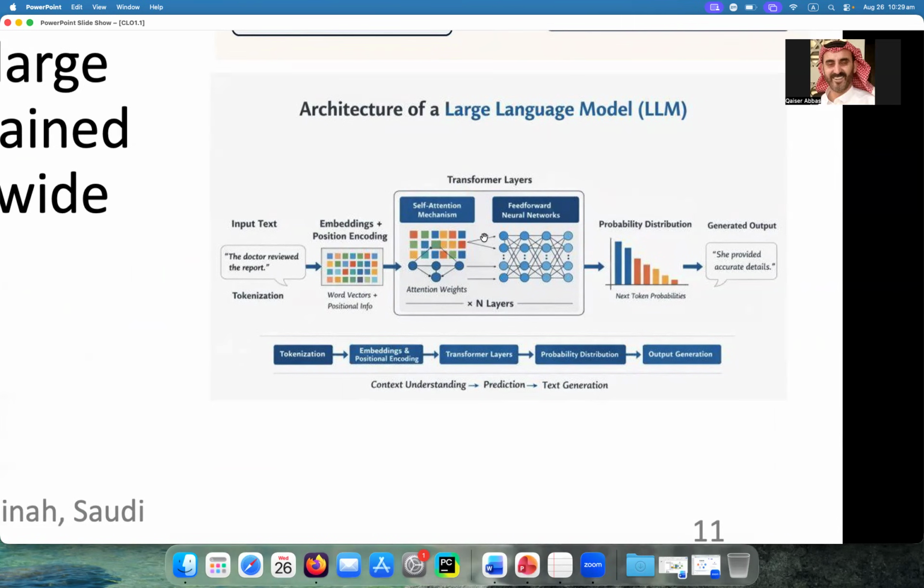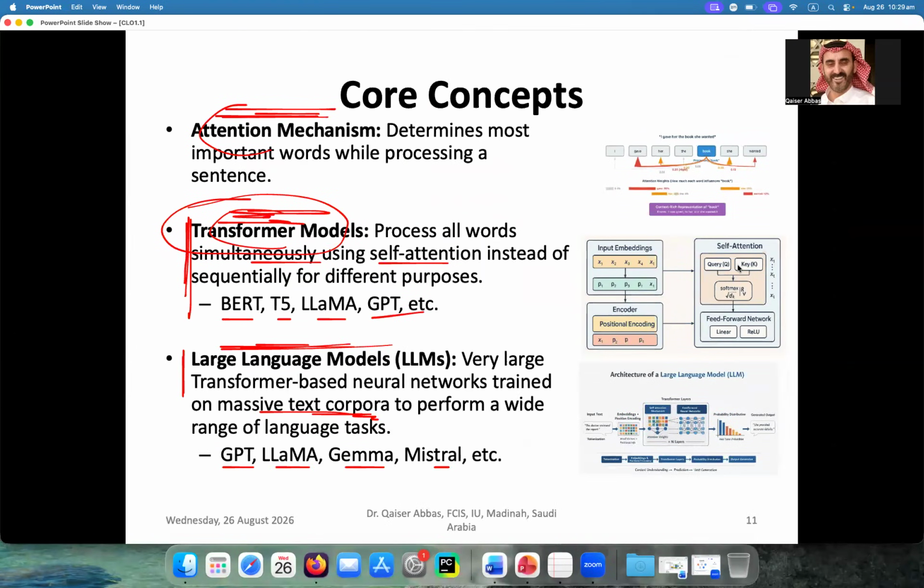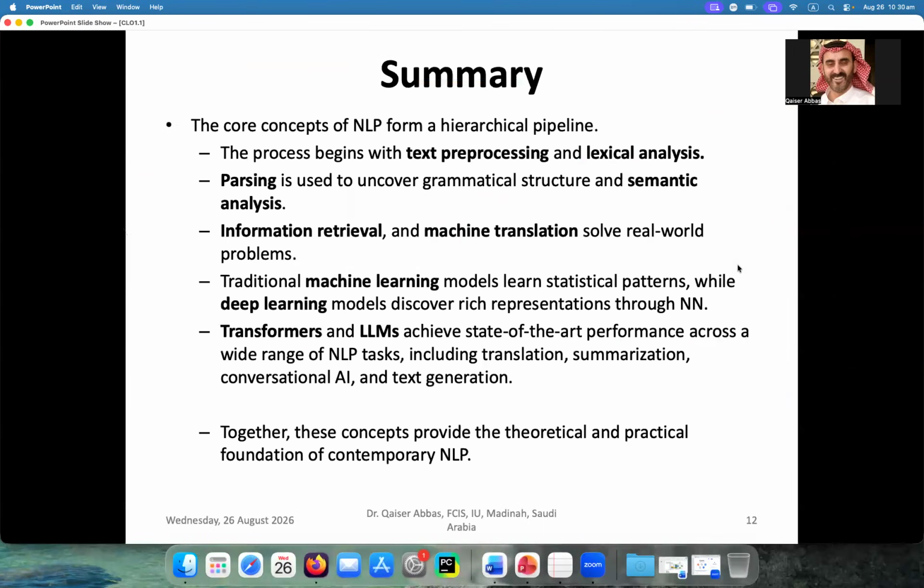So here if you have a transformer layer, which is containing encoders and decoders, and then afterward you will have something as an output in the form of probabilities. And then you can say if the text is "doctor reviewed the report", and after this whole process you are getting this generated output, "she provided accurate details." You are giving this text, and then the model is generating this text. And normally LLMs are what? They are models that can generate text. You can call them generative AI models.